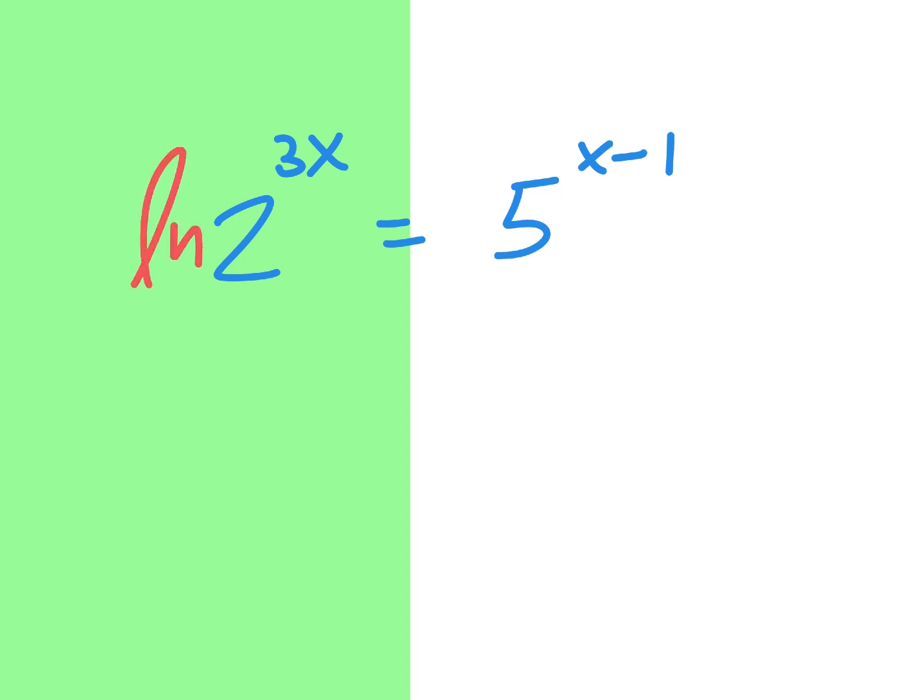All right. You ready? 2 to the 3x equals 5 to the x minus 1. Solve. Pausing. All right. So my first kid told me, start with ln's on both sides. You are correct. Lillian, next step. Hint, you need those exponents to not be exponents anymore.